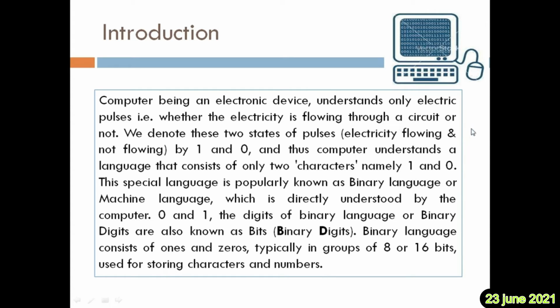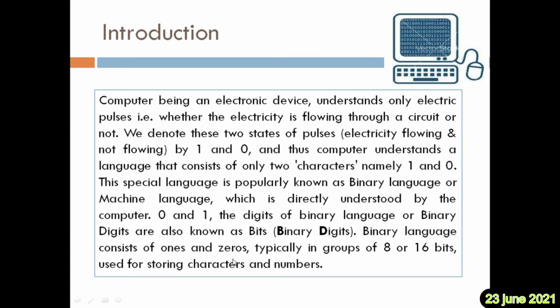Computer, being an electronic device, understands only electric pulses, that is whether the electricity is flowing through a circuit or not. We denote these two states of pulses, electricity flowing and not flowing, by 1 and 0. And thus the computer understands a language that consists of only two characters, either 1 or 0. This special language is popularly known as binary language or machine language, which is directly understood by the computer. 0 and 1, the digits of binary language, or binary digits, are also known as bits. B from binary and I and T from digits. That's how it is, bits it is called.